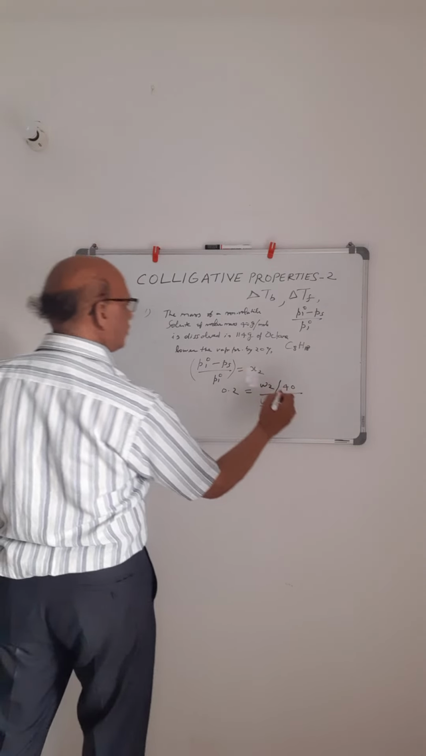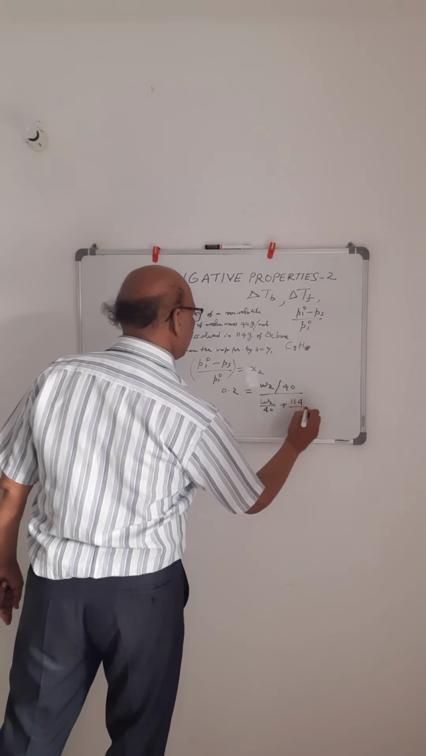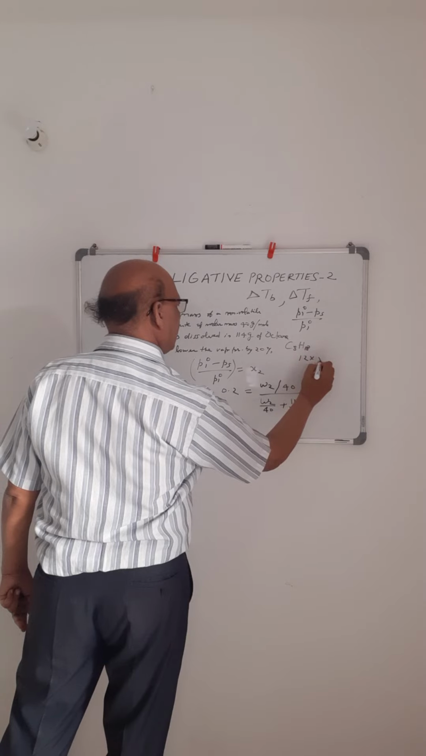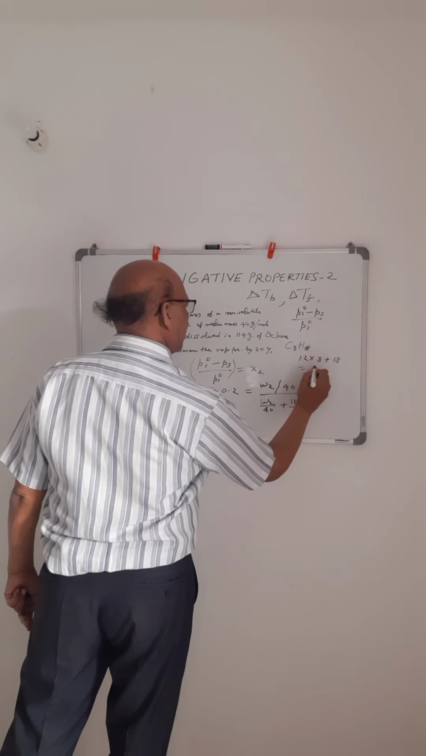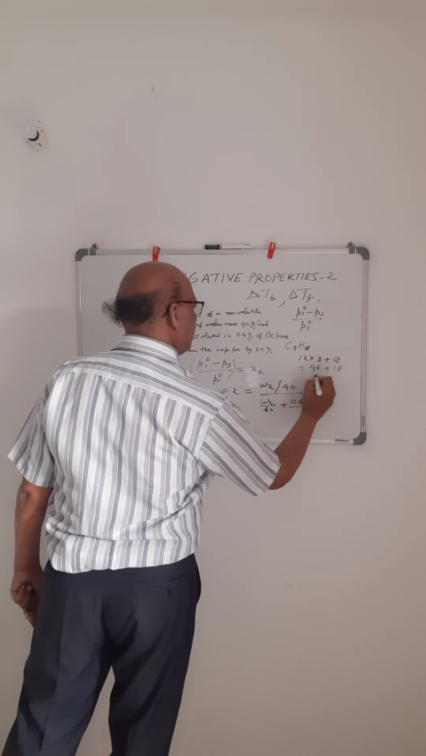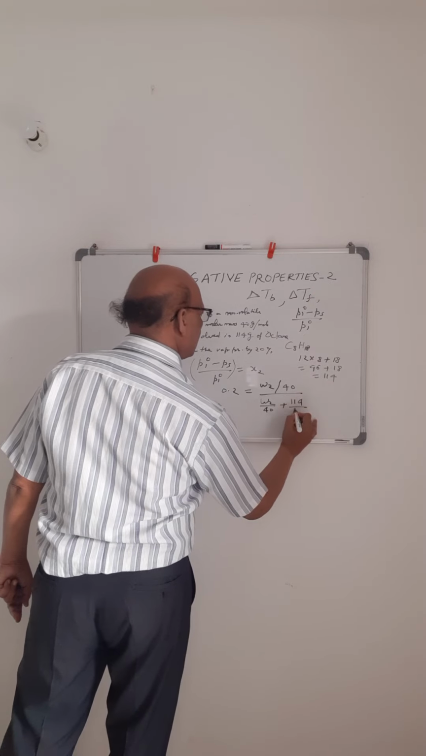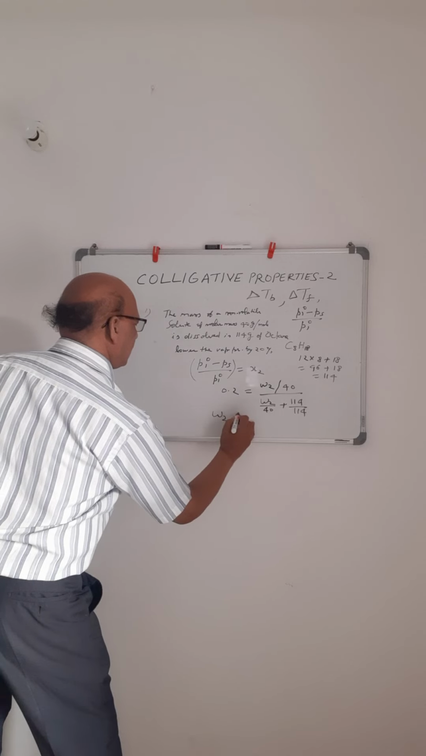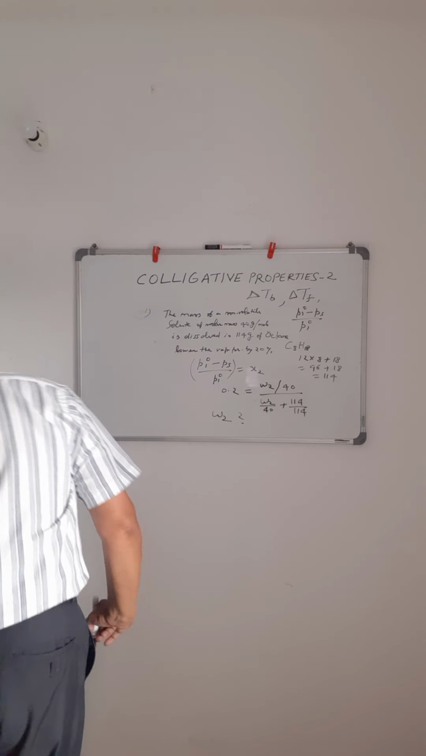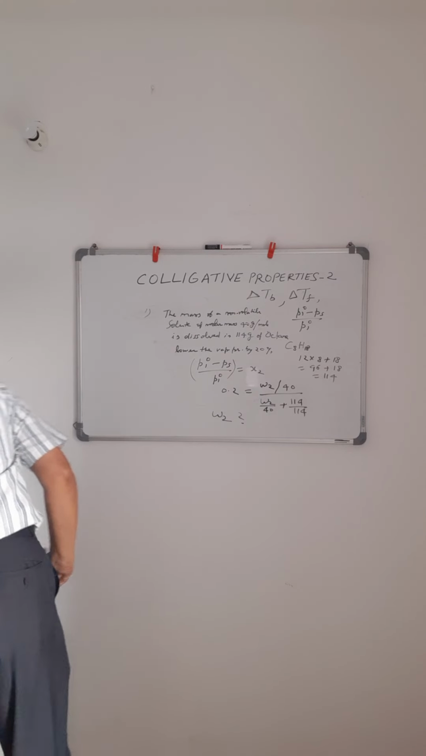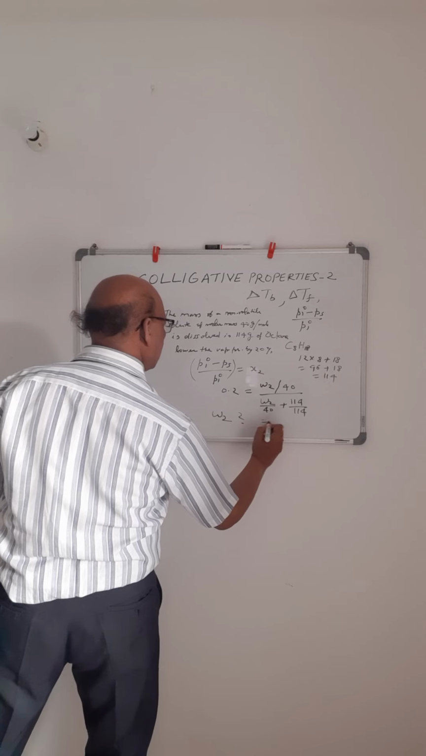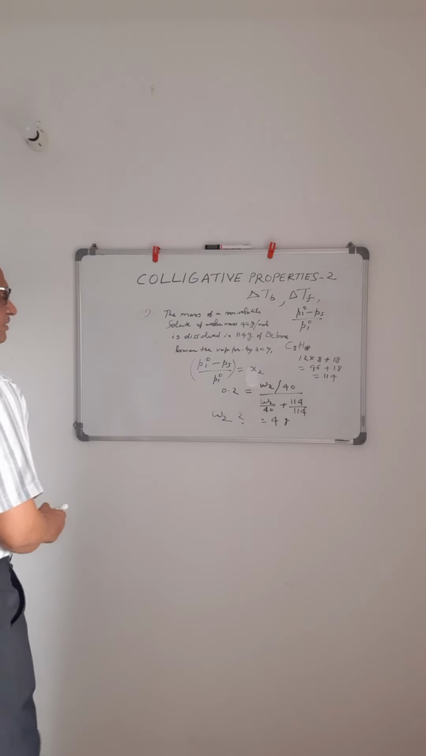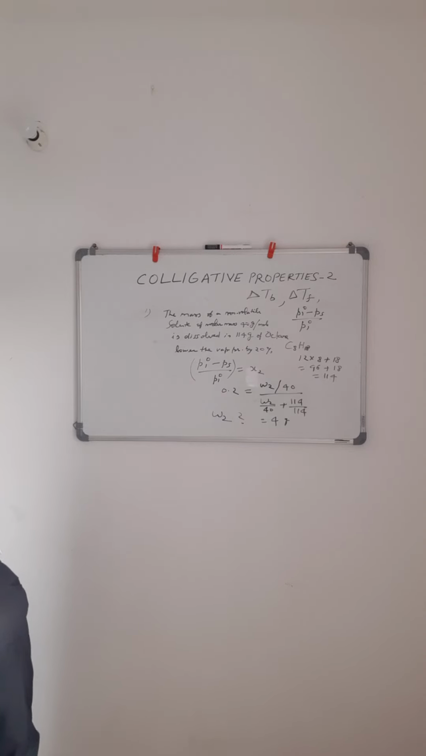What is the number of moles of solvent? That is 114 divided by the molar mass of octane. What is that? 12 into 8 plus 18, that is 96 plus 18, that is 114. So this is 114. Now by this you can calculate the value of W2, and that will come to around 4 gram. So that you can calculate and verify. Okay, so this is one example.